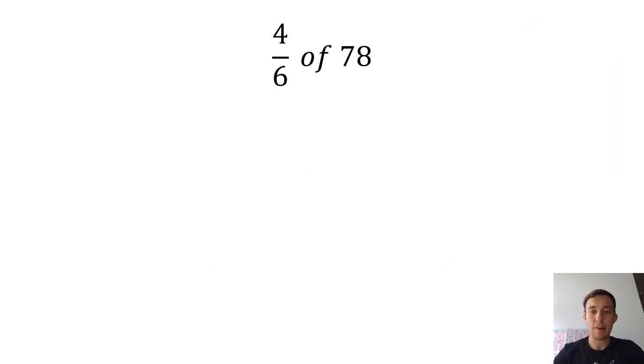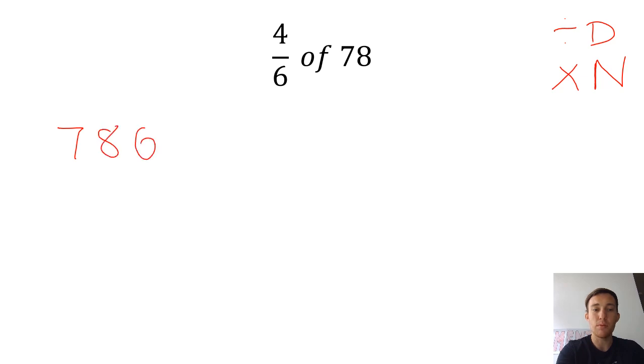Right then, our next calculation says 4/6 of 78. So I'm just going to write down the strategy again just so I don't forget. Divide by the denominator, multiply by the numerator. Okay, so I'm going to do 78 divided by 6. Okay, so this goes above our multiplication knowledge, but that's okay.